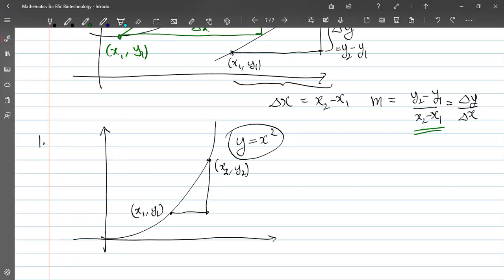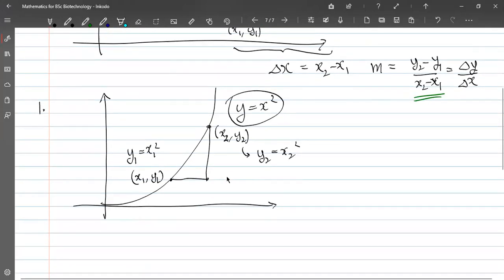If we know the value of x1, then in terms of x1, what is the value of y1? It must be x1 square. Similarly here, y2 must be x2 square, right? And let's call this, as before, delta x, and this is delta y.